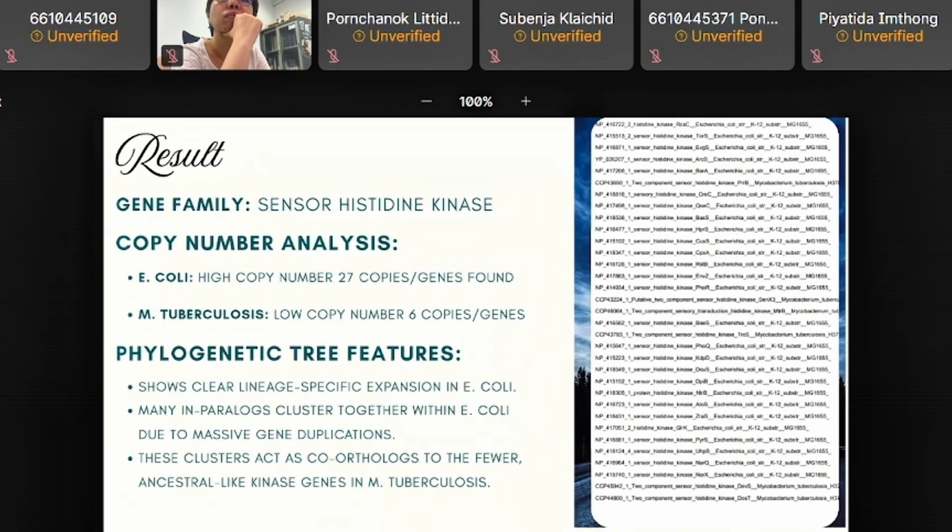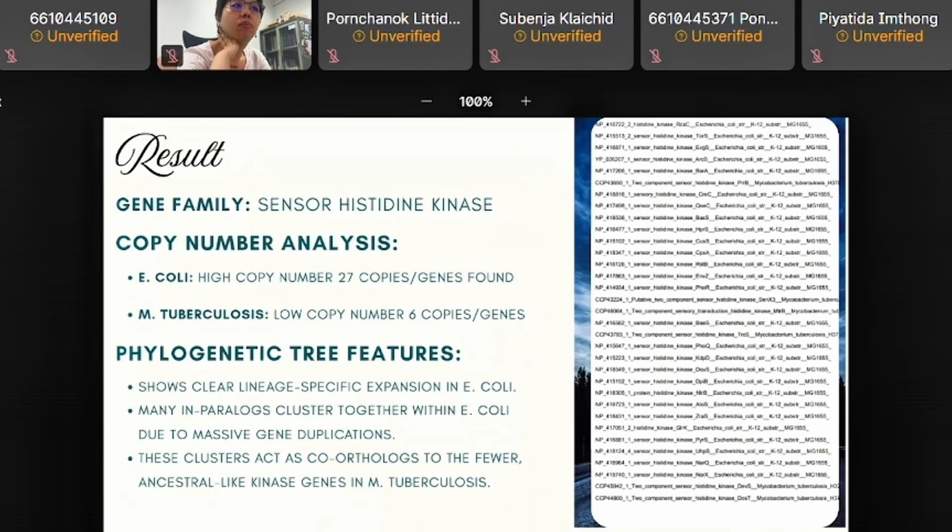Okay, so the last part is the result of our mini project. We found a huge difference in the copy numbers between the two species. E. coli had a high number of copies, about 27 copies of these sensor genes. In contrast, Mycobacterium tuberculosis has a very low copy number, with only 6 copies.